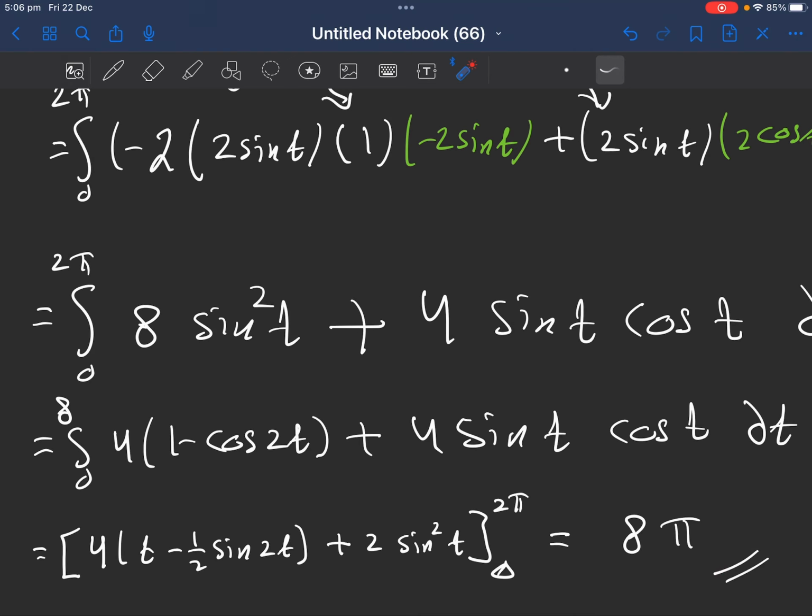It is the same as predicted by Stokes theorem. The answer is 8 pi.